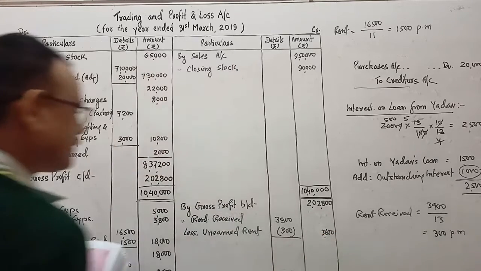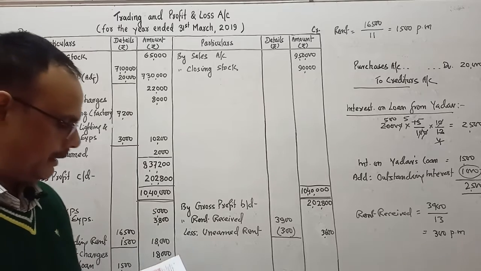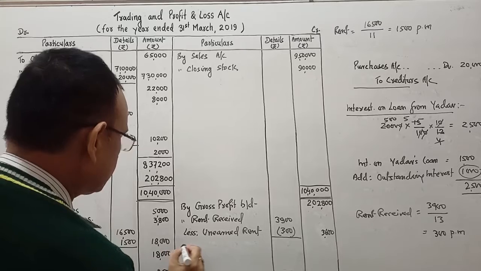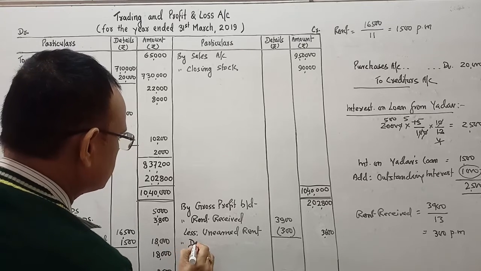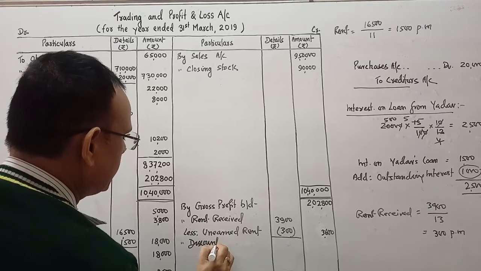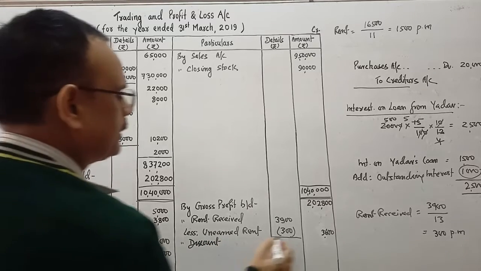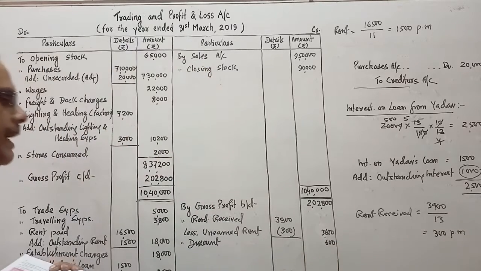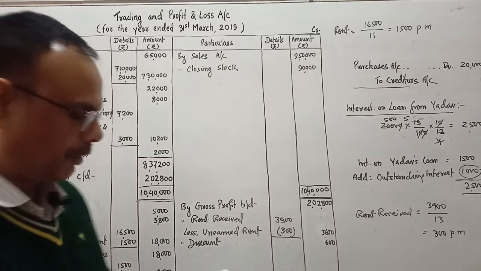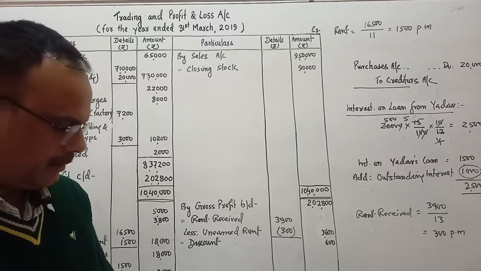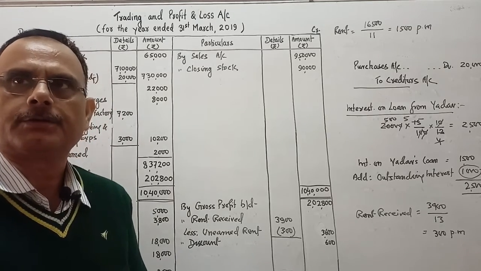3,600 is the rent. After that you see discount, right in the credit side. This discount, which has a credit balance, indicates the discount received. Discount received is 600. Directly we will write it in the outer column. There is no other information related to indirect income or any gain related to the profit and loss account.